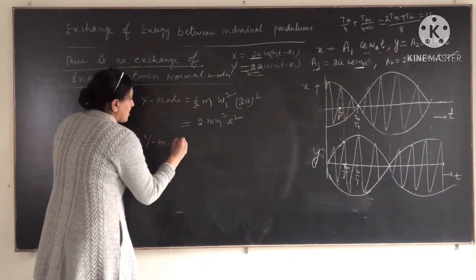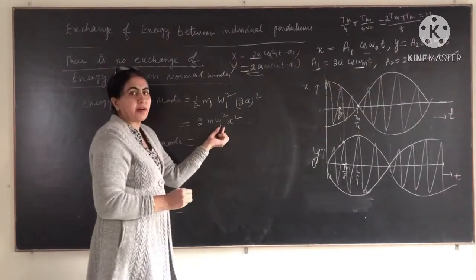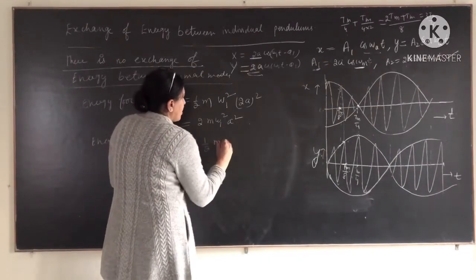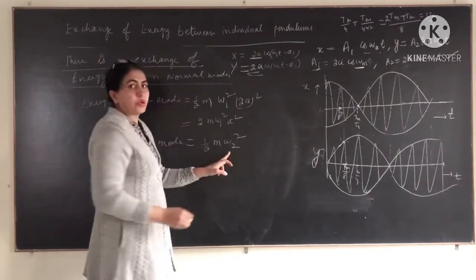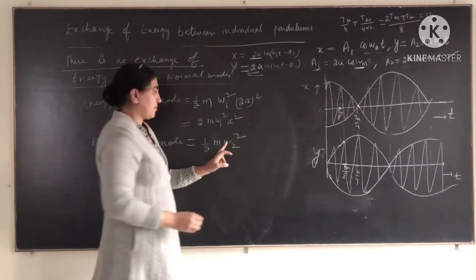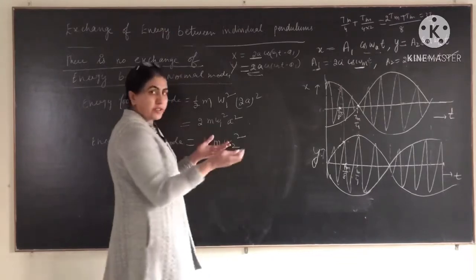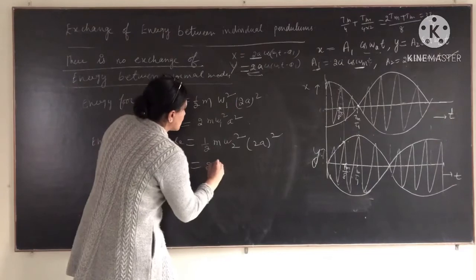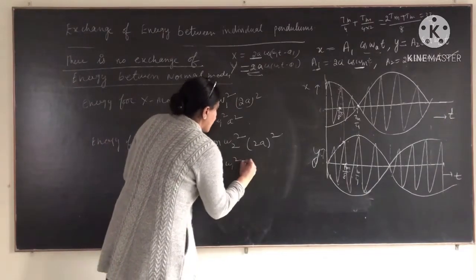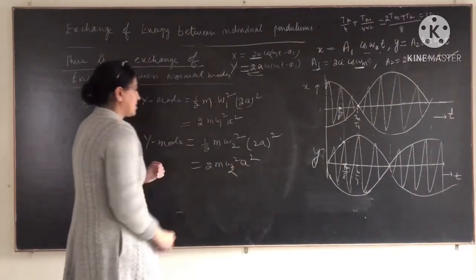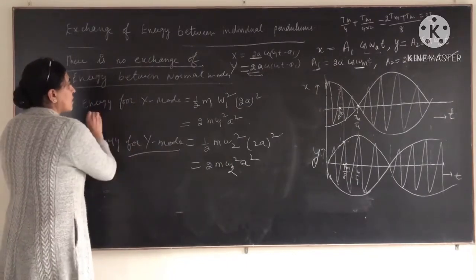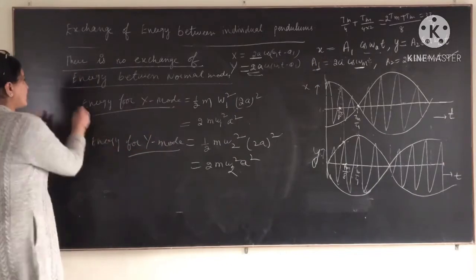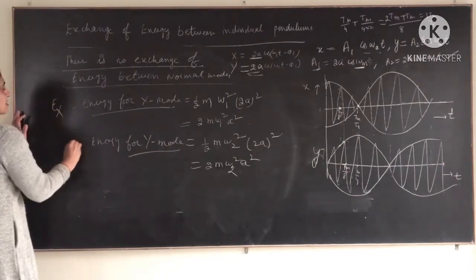So don't confuse with the previous, because here it is omega 1. Earlier in pendulums it was omega. Half m omega 2 square, where omega 2 is under root g by l plus 2s by m, for Y mode, or out of phase mode, with amplitude 2a square. So this is equal to 2m omega 2 square a square. So this is for Y out of phase mode, this is for in phase mode. This is for in phase mode Ex, this is for out of phase mode Ey.